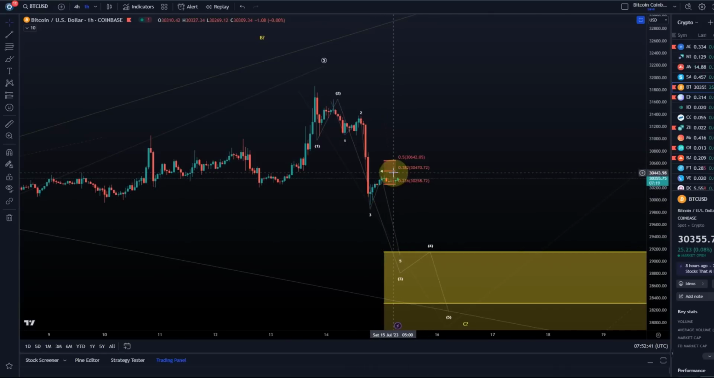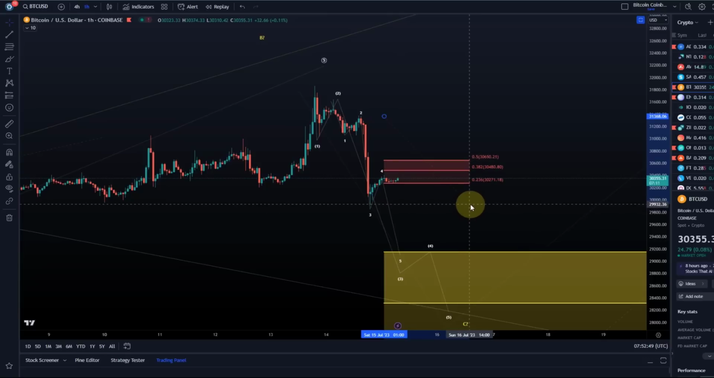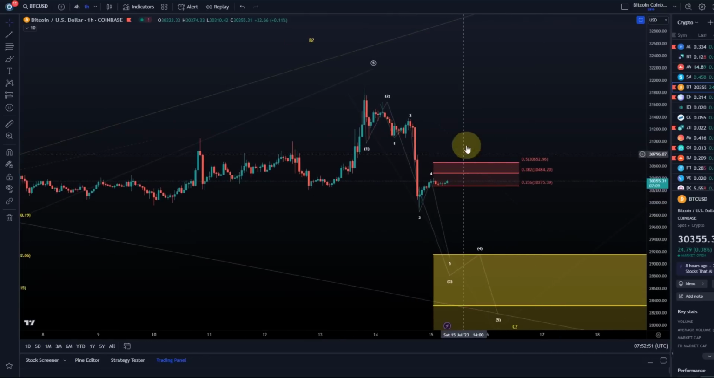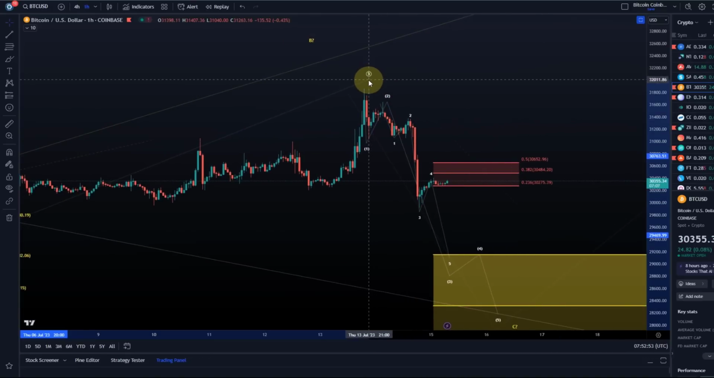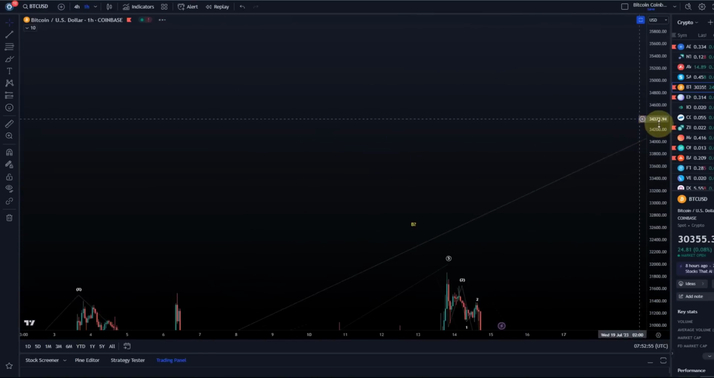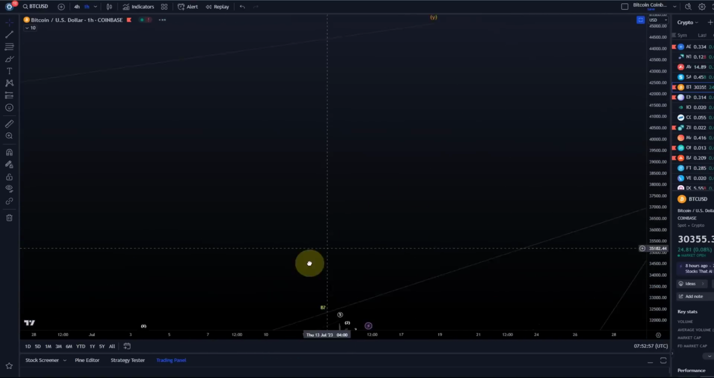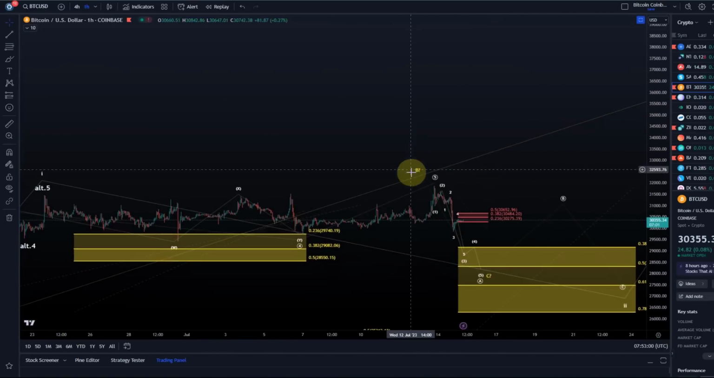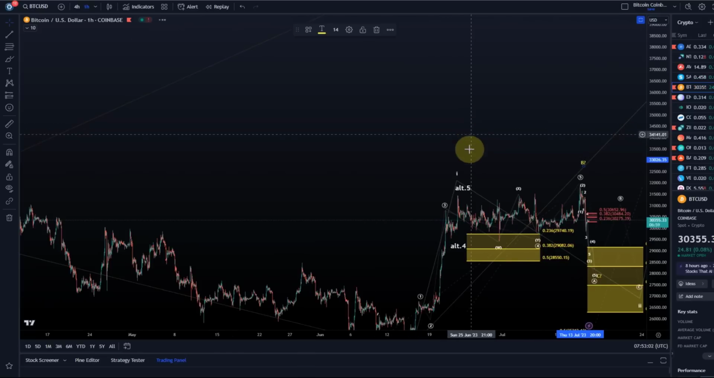Okay, so this is now the 1 hour chart. So we have labeled the subwaves here. Let me move. So we have on this chart, since this top yesterday, a second. Where's the, here.